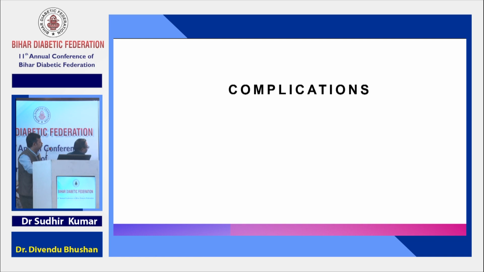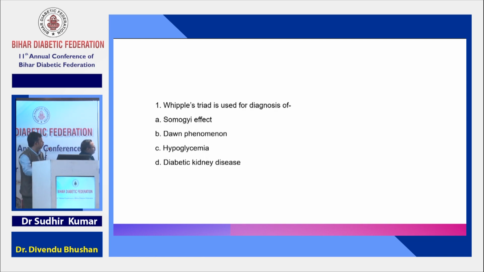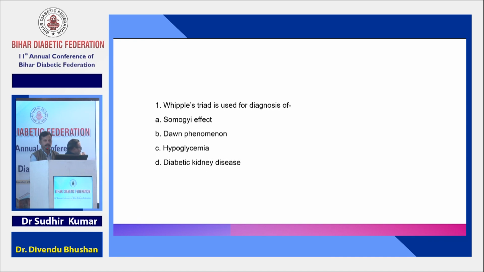And the first question is for team B. Whipple's triad is used for the diagnosis of hypoglycemia. Correct answer. There should be clapping, right? Yes, for not clapping we will deduct 5, and the one with more clapping gets +10.